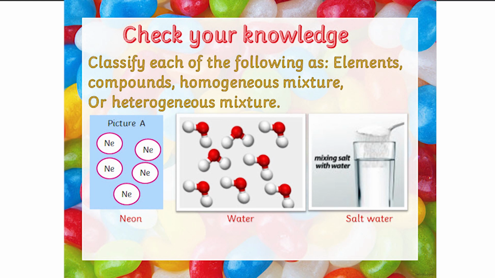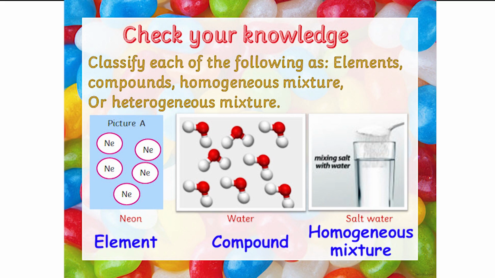In the first picture, all atoms are alike, so neon is an element. Water is formed from hydrogen and oxygen, so I have two types of atoms chemically combined, and then water is a compound. It's clear that salt water is formed from two substances, water and salt, so it's a mixture. Does this mixture have a uniform appearance? Once salt is mixed with water, I'm not able to differentiate between particles of salt from the particles of water. So, salt water is a homogeneous mixture.